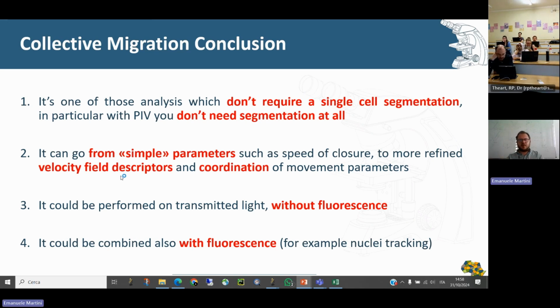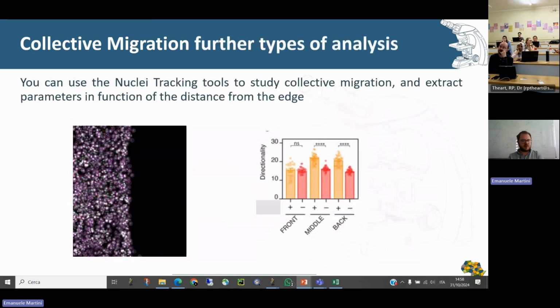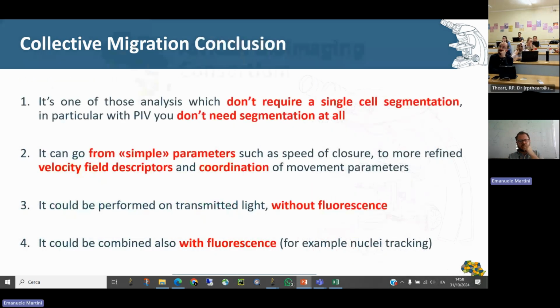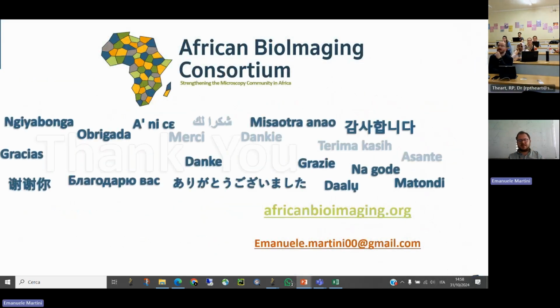It can go from simple parameters like speed to more refined ones, like velocity field description, like coordinated movement. It only needs transmitted light. You can use it without fluorescence. You can extract these parameters just with your image, label free, just with the transmitted light. But if you want, you can combine it with fluorescence and do this kind of analysis we showed before, like this one. Okay, I think it's done.